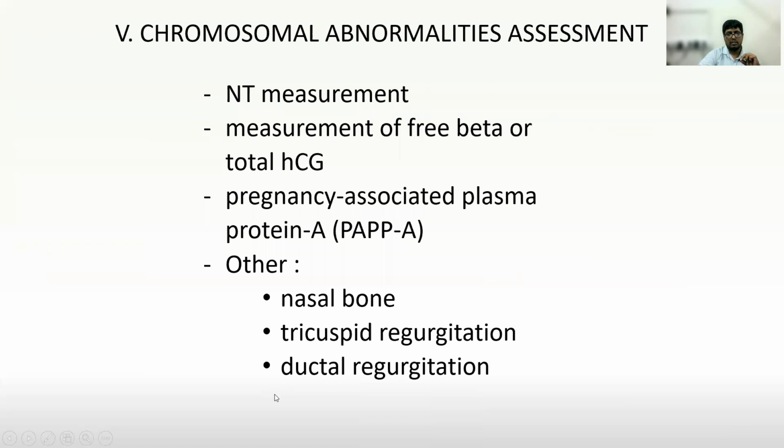The most important thing is to look for chromosomal abnormality assessment, where we will be using multiple parameters, but the most important parameter is the nuchal translucency thickness measurement. The other things that are used are the measurement of free beta or total HCG, pregnancy associated plasma protein A, nasal bone, tricuspid regurgitation, and ductal regurgitation. So with all these things, there will be a risk factor that is assigned to every mother.